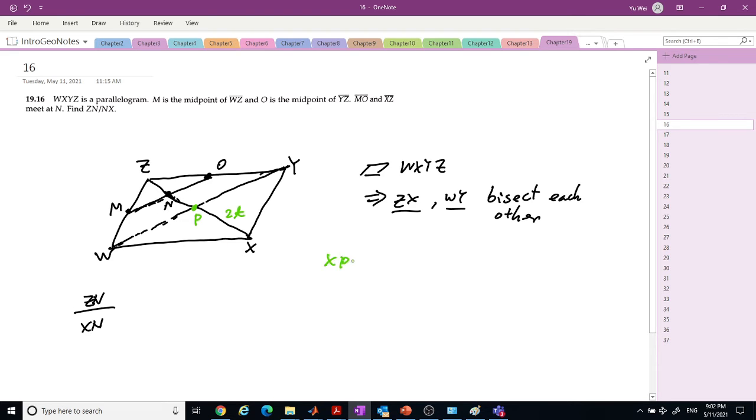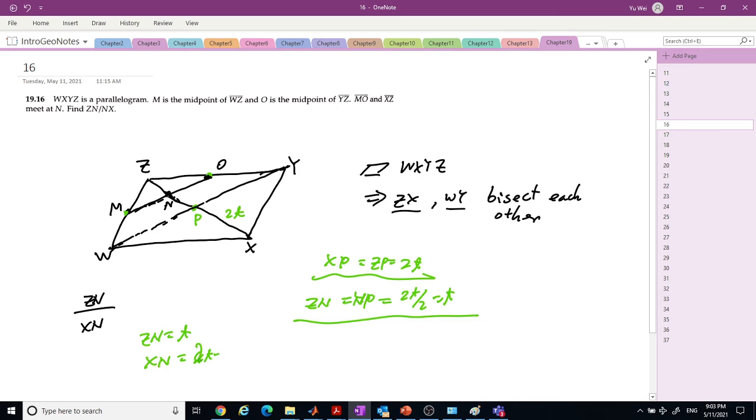So if the XP equals ZP equals 2t, right? And the MO is the midpoint segment, right? So you know that ZN also equals NP, right? So that's why this one is 2t divided by 2 equals t. So now we can see the ZN equals t and the XN equals 4t minus 2t plus t is 3t, right? So the ZN over XN is 1 over 3. Next.